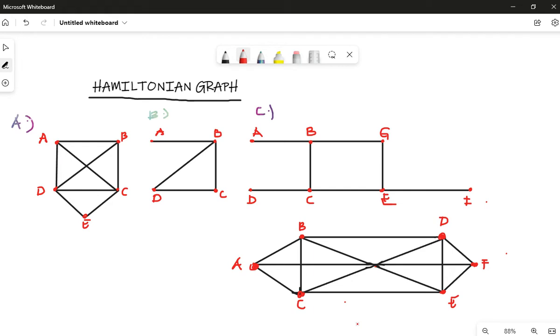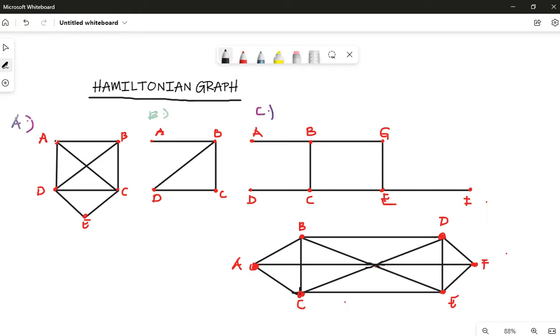Now, for us to understand these concepts, we will be using the figures or the illustrations that you can see on your screen. So let's begin with figure A. Now let us try to identify if this is a Hamiltonian graph. So first, let us check if we can have here a Hamilton path and a Hamilton circuit. Let's begin with Hamilton path. So again, Hamilton path, that means you should be able to use all the vertices once.